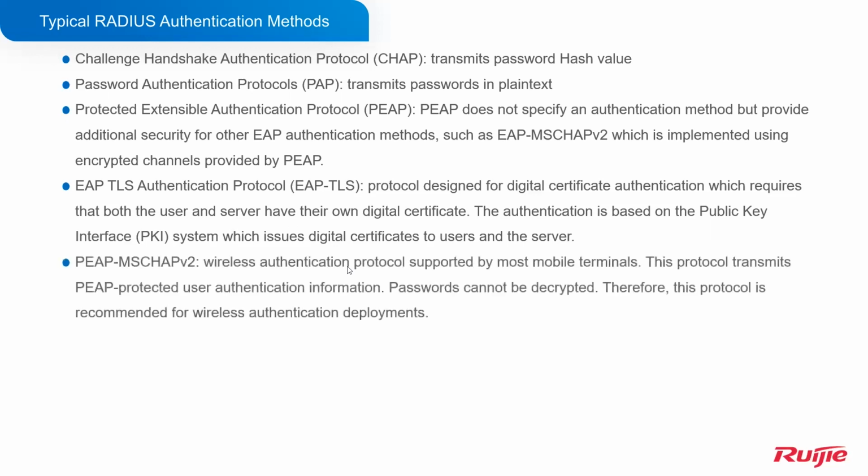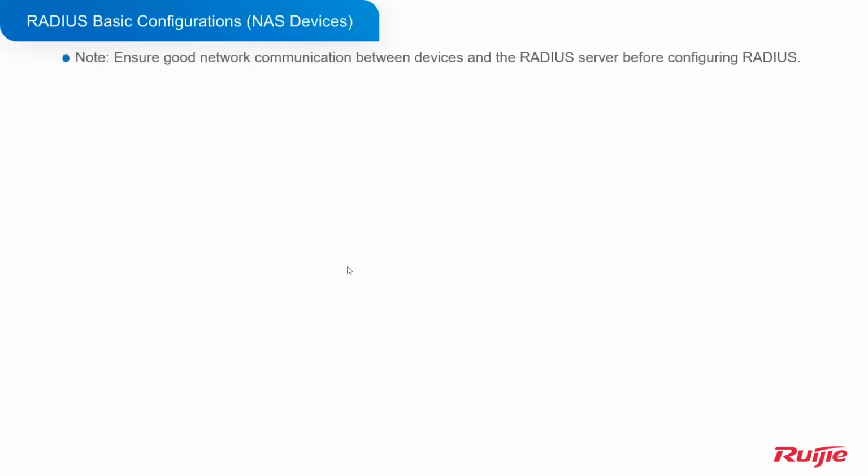And PAP MS-CHAPv2 is a wireless authentication protocol supported by most mobile terminals. This protocol transmits PAP-protected user authentication information. Passwords cannot be decrypted. Therefore, this protocol is recommended for wireless authentication deployments. Because the passwords cannot be decrypted, the users actually do not know the exact password. It's more secure. Okay, after knowing this, next, let's see the configuration.